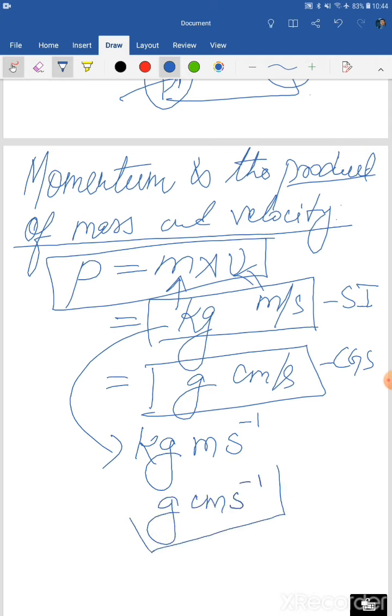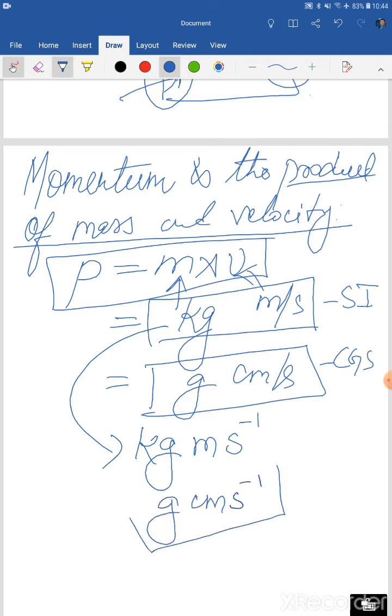Now let us try to understand this momentum if the velocity changes. So here we see that momentum is depending on mass and the velocity. If mass changes, your momentum also changes. If velocity changes, again your momentum changes. So momentum depends on mass and velocity, and if mass and velocity both change, your momentum will change. Are you getting my point?